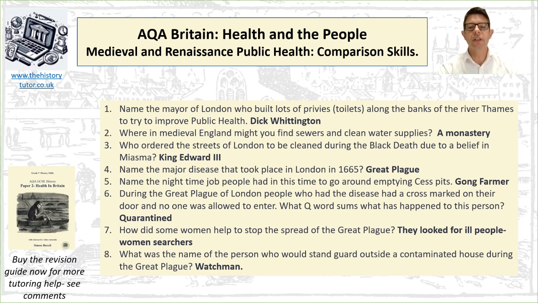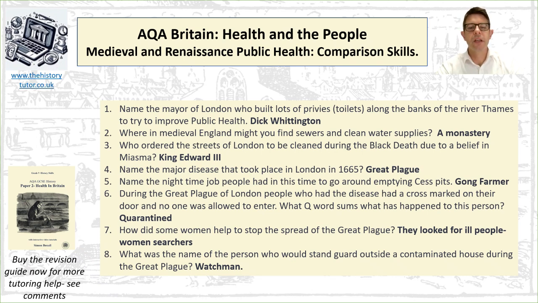Okay, so who ordered streets of London to be cleaned at the time of Black Death due to his belief in miasma and bad air? King Edward III. So an idea of government action in this time period of trying to clean up the towns and cities. Name the major disease that took place in London in 1665. So that's the Great Plague of London. And we'll talk about that in our lesson today, and we'll have a couple more questions on it in a moment as well.